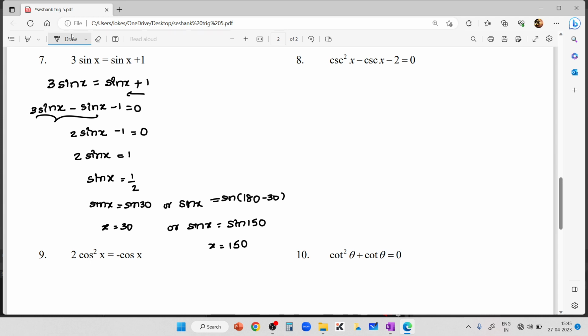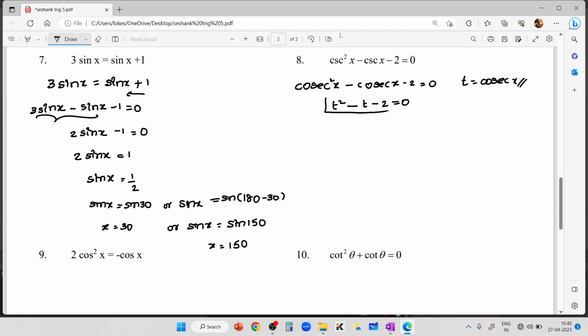And we got one more equation here. Cosecant square x minus cosecant x minus 2 is equal to 0. Since this is a quadratic equation in cosecant, it is more complex if you put it as it is. So let me make it simple by substituting t in place of cosecant x. So for a short period of time, I'll substitute t. t square minus t minus 2 is equal to 0.